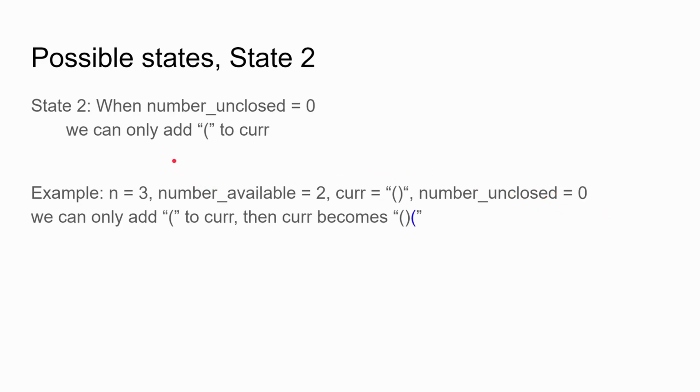Possible states, number 2. For state 2, when number unclosed is equal to 0, you can only add the left bracket to current, because number unclosed is 0, so you need to add 1 to make it not 0 unclosed. For example, when n is 3, number available is 2 and current is equal to this, number unclosed is equal to 0, you can only add left to current, then current becomes this.